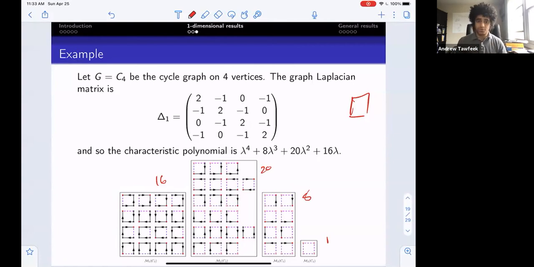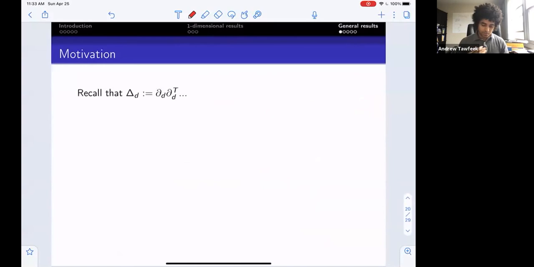Now, what do we do in higher dimensions? So I'll try to motivate the result I'm going to propose to you. So recall that the Dth Laplacian now in higher dimensions is the Dth boundary map and its transpose. But here's the thing, the Dth boundary map only knows information about what goes on in D dimensions. It doesn't know what goes on in lower dimensions. So if we found a connection to the characteristic polynomial, it shouldn't be able to tell us anything about lower dimensions. That just wouldn't make sense.